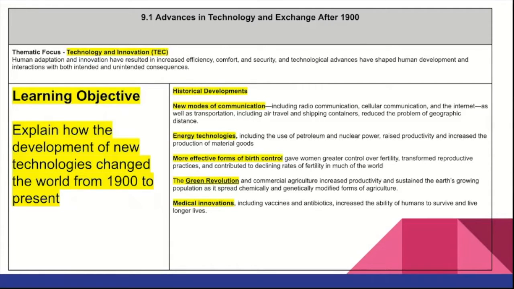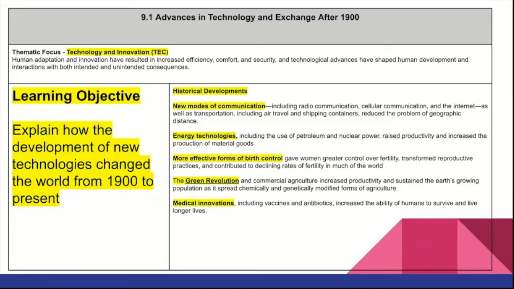The historical developments pertain to new modes of communication, right? Radio, cellular communication, the internet, as well as transportation, right? Air travel, shipping, really reduced the problem of geographic distance. We're talking about energy technologies, the use of petroleum, nuclear power, renewable energy, right? It raised productivity and increased production of material goods.